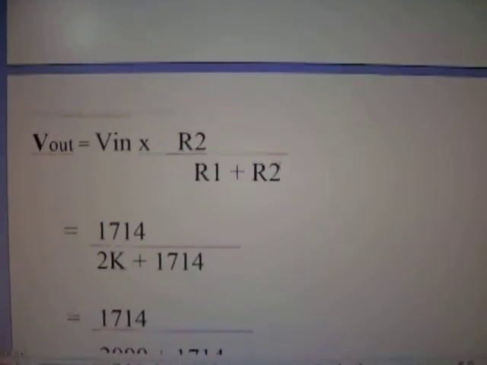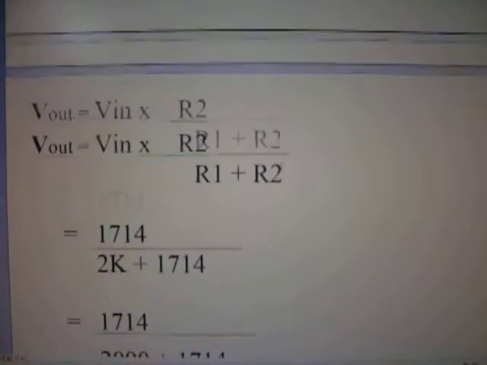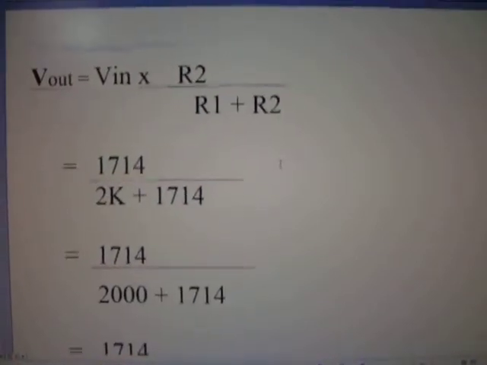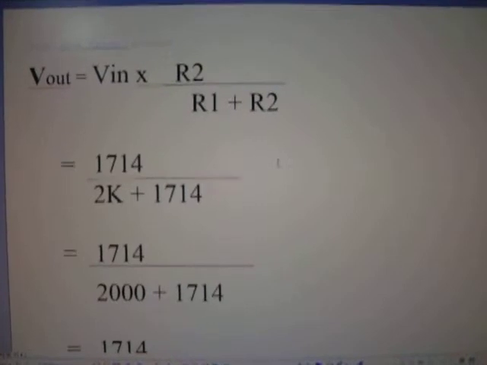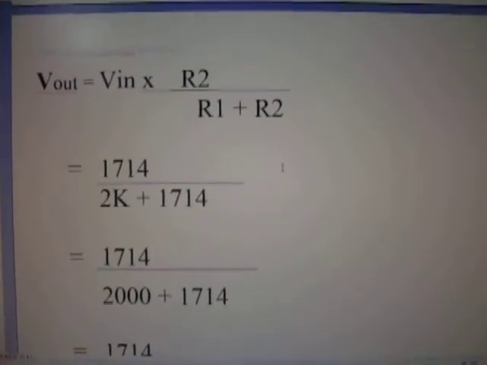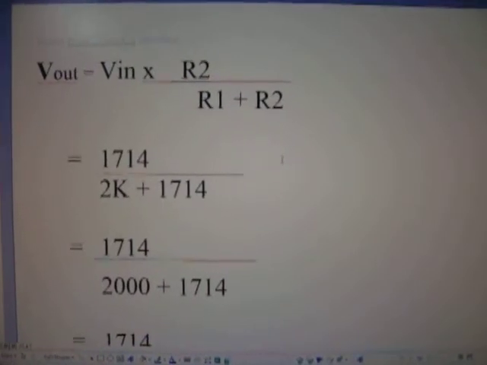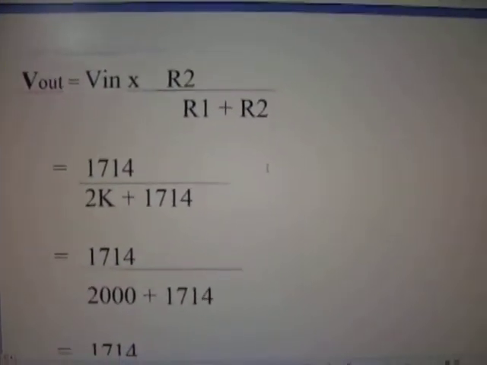Now again, back to keeping in mind VL equals V in, putting that into place, and again you'll see R2 is 1714. Now that became R2, okay, over R1. Again the formula remains consistent. It's just a manipulation of the said formula, okay?